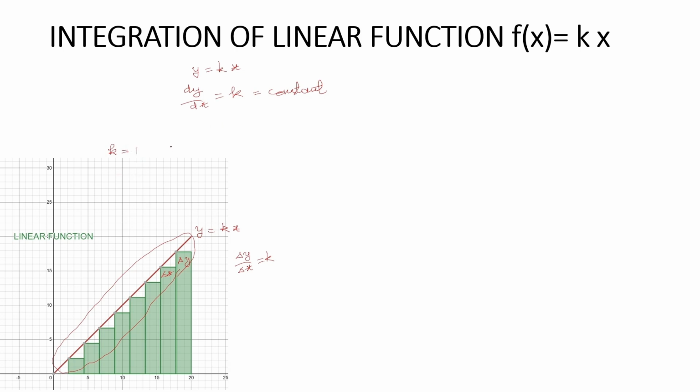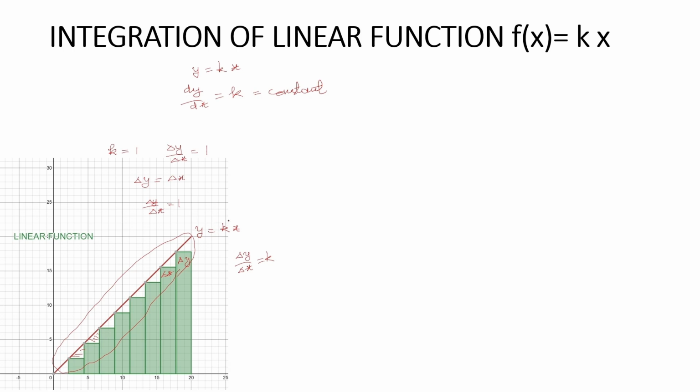It means that delta y by delta x is equal to 1. In other words, delta y will be equal to delta x. So that is why we have the slope delta y by delta x equal to 1. Because the equation is y is equal to x, and this is a line passing through the origin, making an angle of 45 degrees. So the slope will be equal to 1, and dy will be equal to dx. So that is what we observe here.